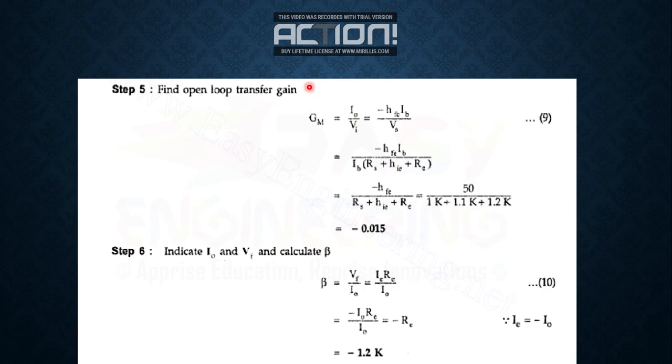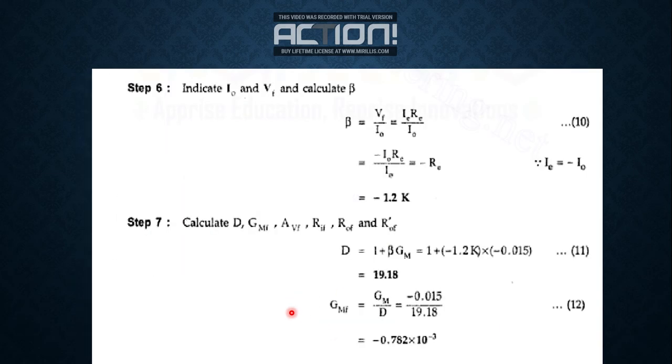Now we have found GM and beta. Using them, we can find D, GMF, AVF, RIF, and ROF. These are the desensitivity factor, amplifier gain with feedback, voltage gain with feedback, input resistance, output resistance, and so on.